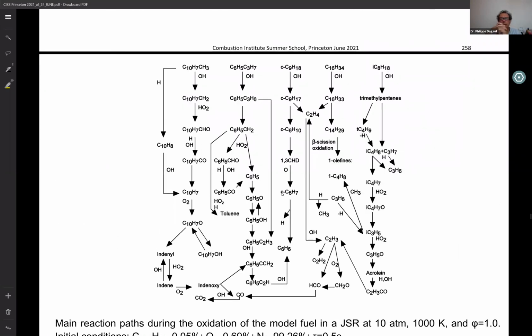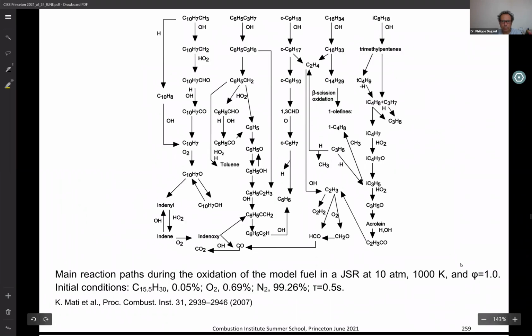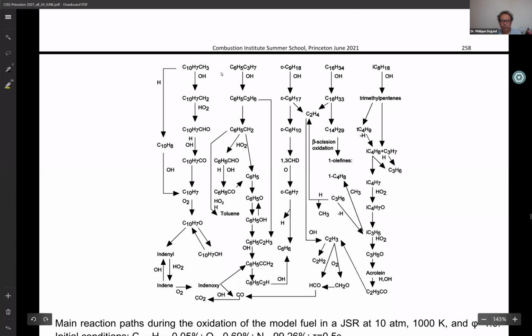So we try to analyze what were the main routes of oxidation of the fuel components. So these are the 5 fuel components. We did that at 1000 K, 10 atmospheres, equivalence ratio of 1. And what we can see is that the fuels are mainly reacting with OH radicals, although for alpha-methyl naphthalene, there is also a reaction with H atoms. And they produce these first radicals, which will decompose, and step by step we will go to the formation of formaldehyde, HCO, and CO. So I won't go through all the steps here.